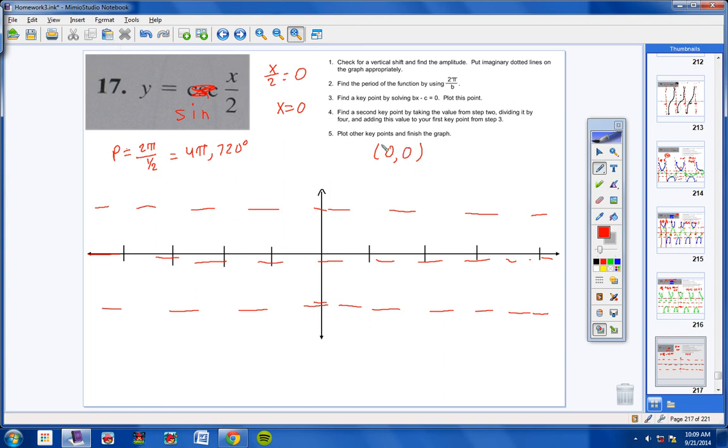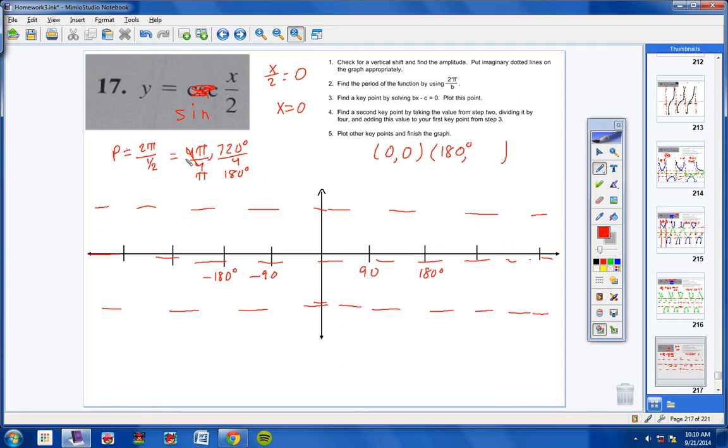Now, to find your next key point, you take your period and divide it by 4. So divide this by 4 and you get pi, or you can divide this by 4, same thing, and you will get 180 degrees. I'm going to use degrees. Degrees is a little easier, so 180 degrees. Now remember, when you're in degrees, I want these to always be the same here: 90, 180, negative 90, negative 180, etc.